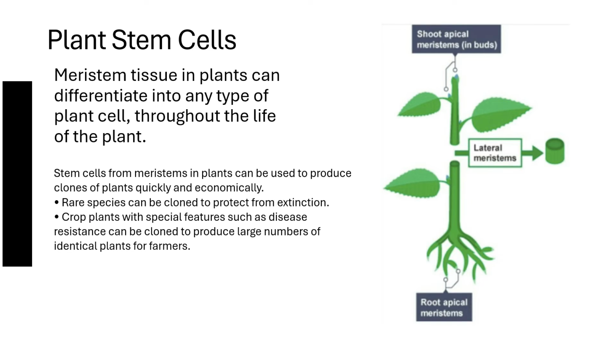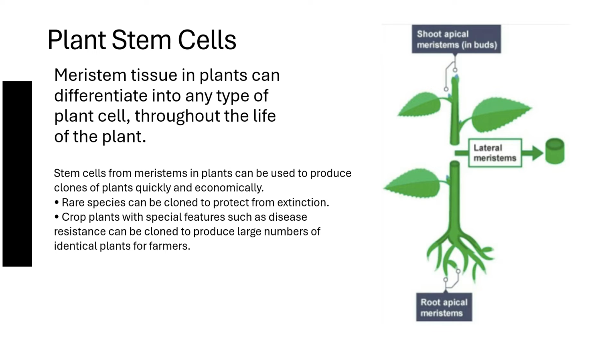Plants also have stem cells, called meristems. So meristem tissue can differentiate into any type of plant cell throughout the life of the plant, whether that be in the shoot, in the stems, or in the roots.